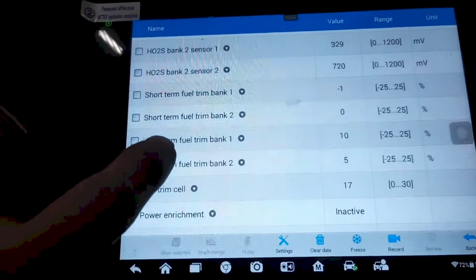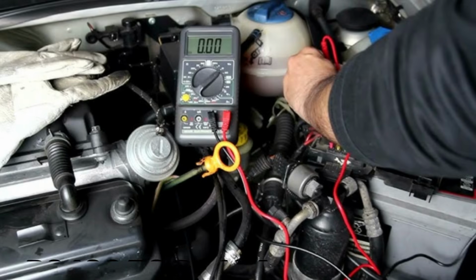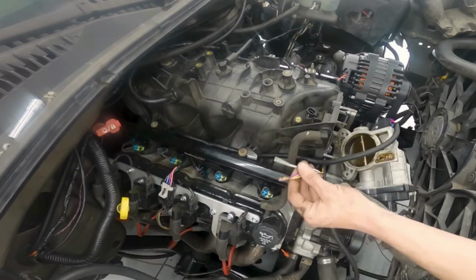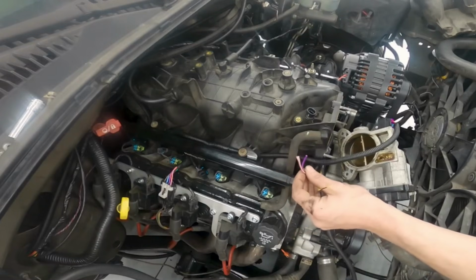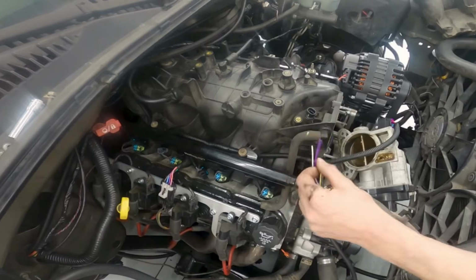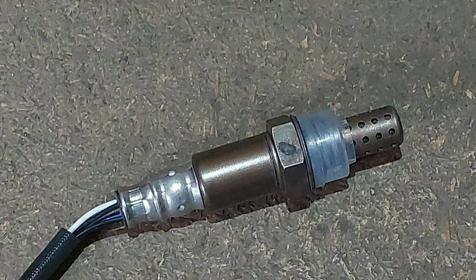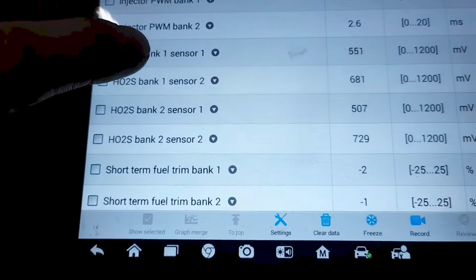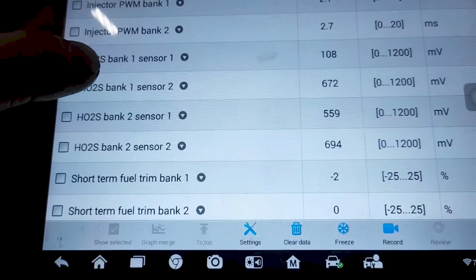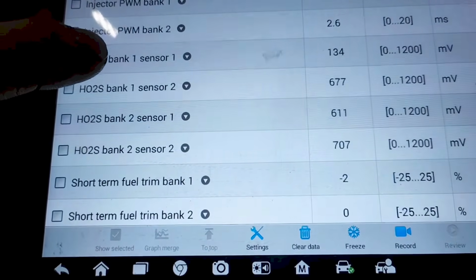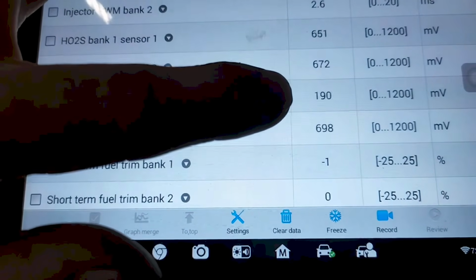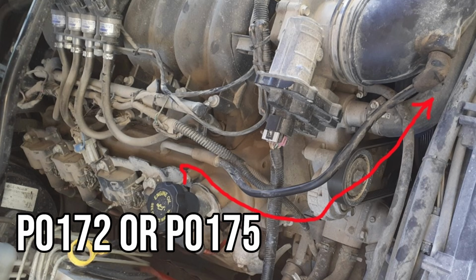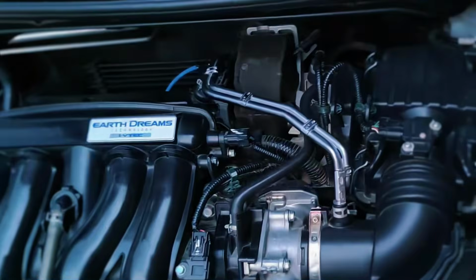First, Step 1. Scan the vehicle before clearing codes. If you see P0100 to P0104, start with the MAF sensor, MAF wiring, connector, air filter, intake boot, or airflow reading. If you see P0130 to P0161, check which O2 sensor is involved. Bank 1 sensor 1, Bank 2 sensor 1, Bank 1 sensor 2, and Bank 2 sensor 2 are not the same location. If you see P0171 or P0174, the engine is running lean. If you see P0172 or P0175, the engine is running rich.